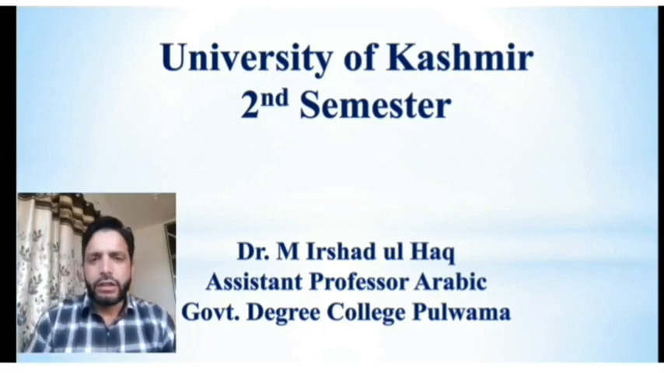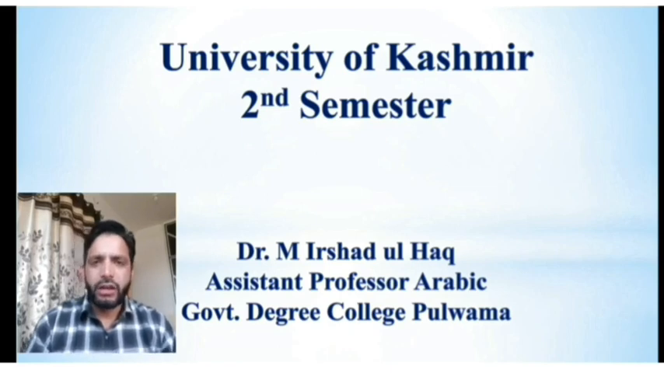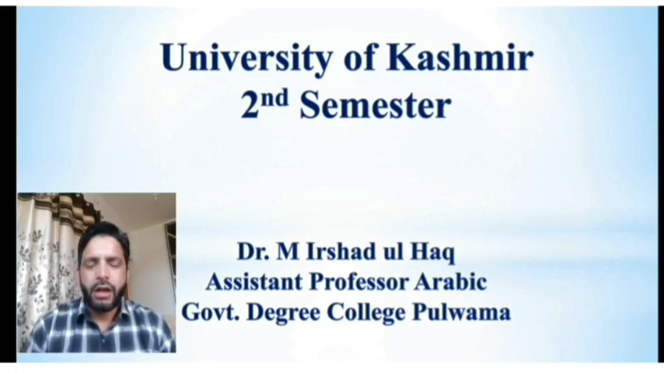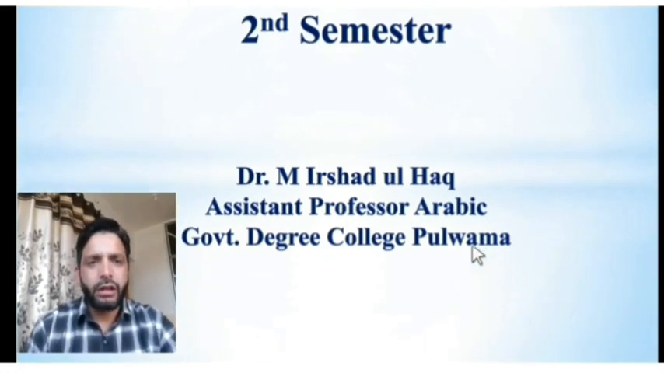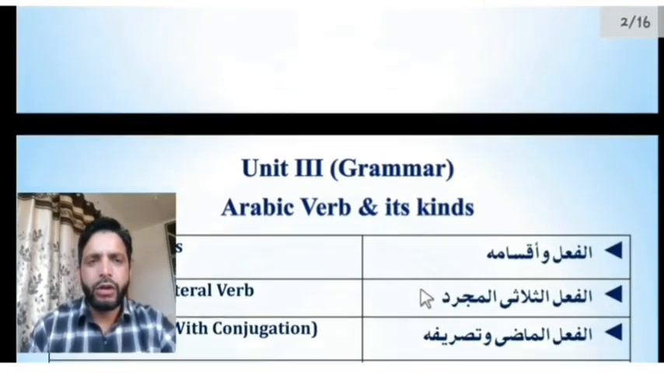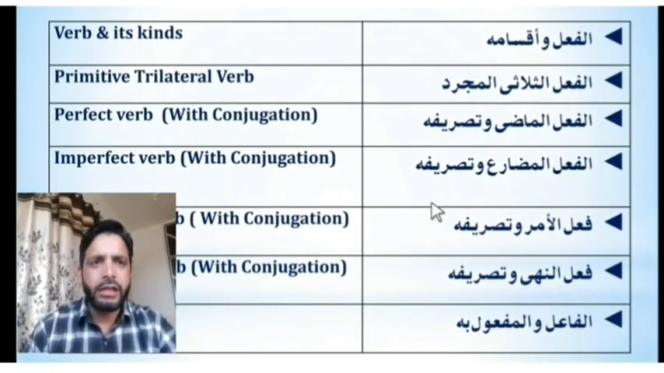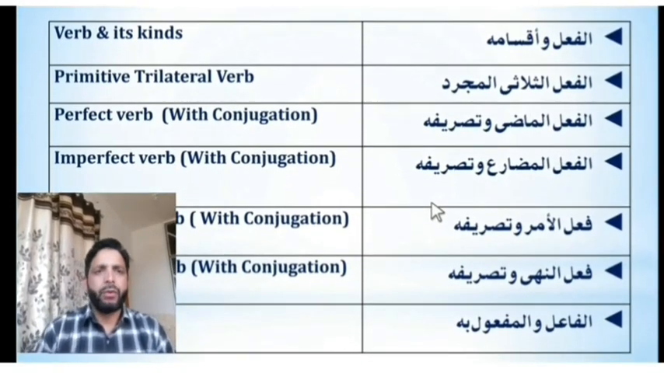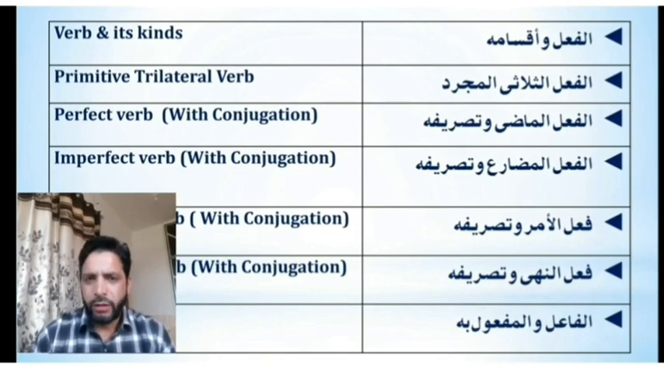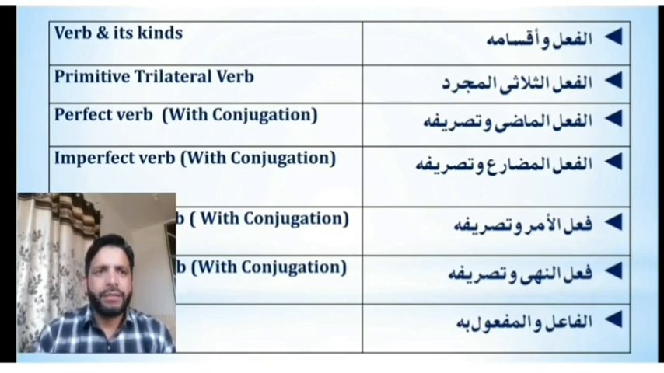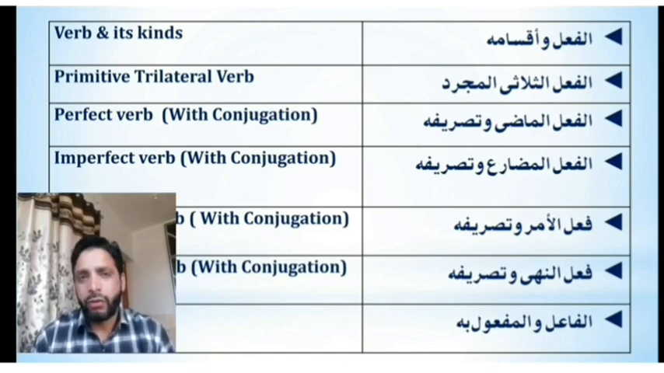Dear students, this is Irshad, and today we are going to start the third unit of second semester, University of Kashmir. In the third unit, the topics which we are going to study are: number one, الفعل واقسامه, verb and its kinds; الفعل الثلاثي المجرد, primitive trilateral verb. Then we have الفعل الماضي وتصريفه, perfect verb, or you can say past verb or past tense with conjugation.